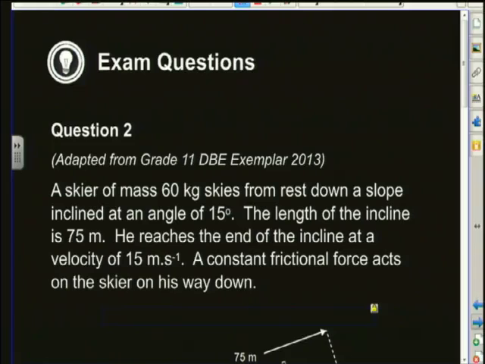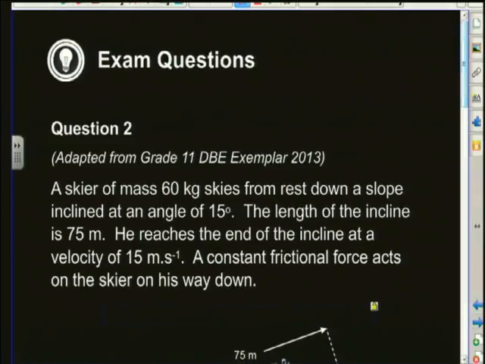Welcome back, grade 12s. Let's jump right into another question, and don't groan when you see this question, because we know how much you hate these ones, but it's okay. So, question 2, also adapted from the Department of Basic Education exemplar from the grade 11s in 2013.